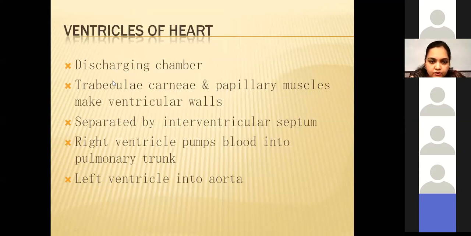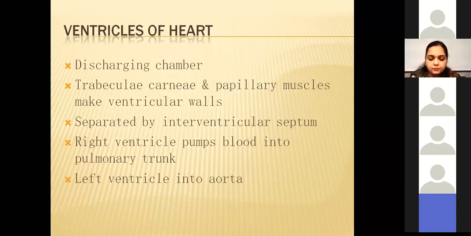The ventricular walls are made up of two specific muscles: the trabeculae carneae and the papillary muscles. Both atria and both ventricles, right atrium, right ventricle, left atrium, left ventricle, right? The two ventricles are separated by the interventricular septum, and similarly, two atria are separated by the interatrial septum.